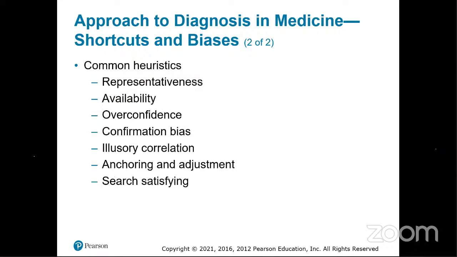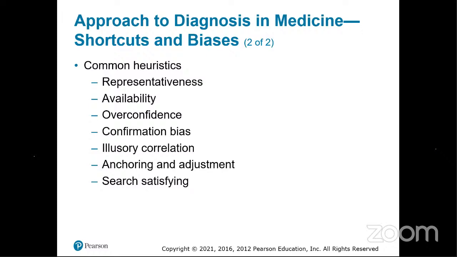Some common shortcuts: representative means the signs and symptoms. Availability is resources. The scary one for me is overconfidence. That can be good and it can be bad, but a lot of the time it can cause problems too.